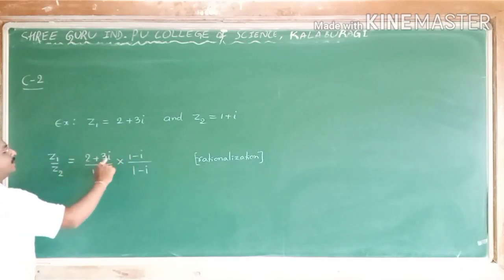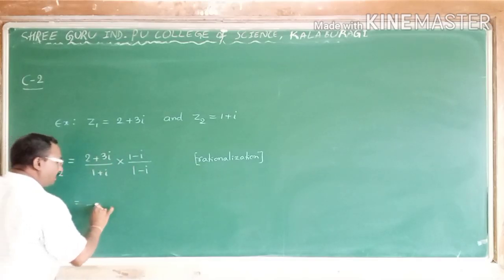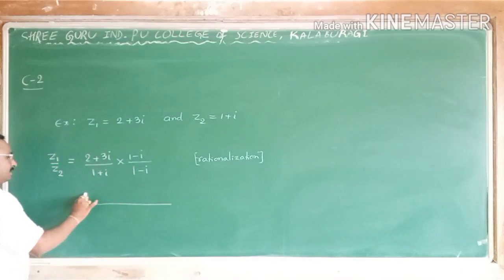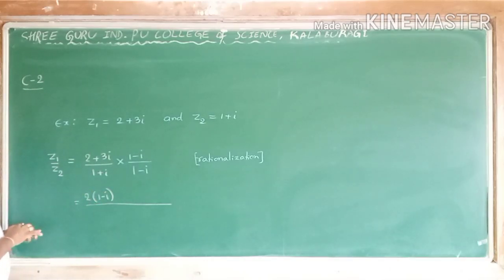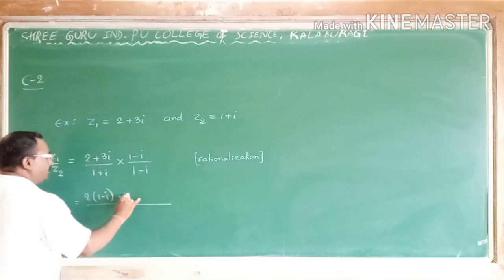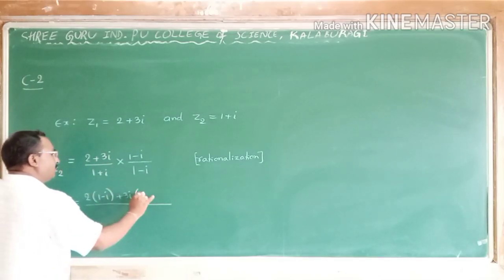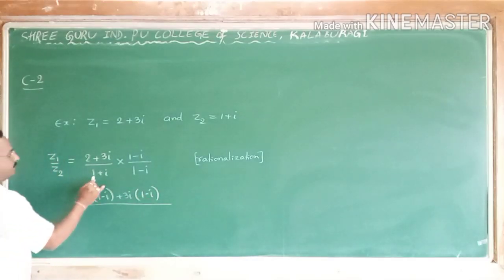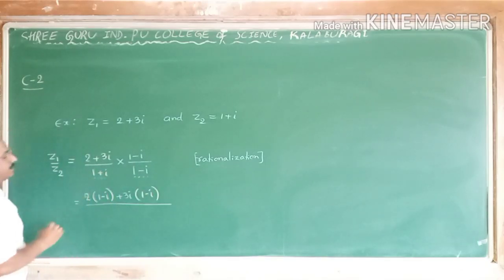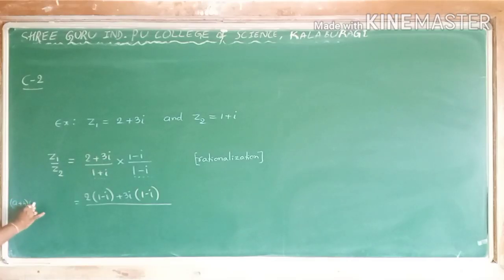Multiplication: 2 times (1 minus i), plus 3i times (1 minus i). Here the denominator is the formula (a plus b) into (a minus b) is equal to what? a square minus b square.